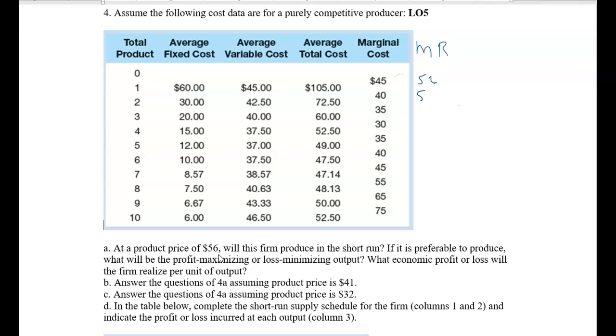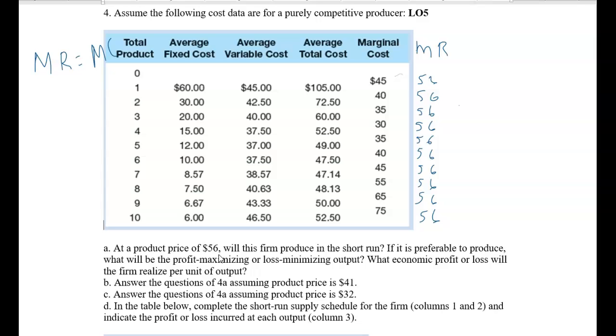And we're going to do $56 all the way down. And what do we have to do? We have to compare marginal revenue to marginal cost. And the point at which marginal revenue and marginal cost are equal to each other, that is the point at which we are going to be maximizing our profit. So as a reminder, profit maximization, I'm going to put that little formula up here, occurs where marginal revenue equals marginal cost. So let's go through each of these.